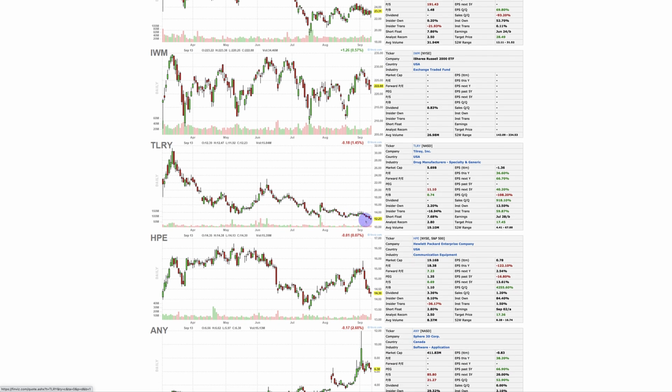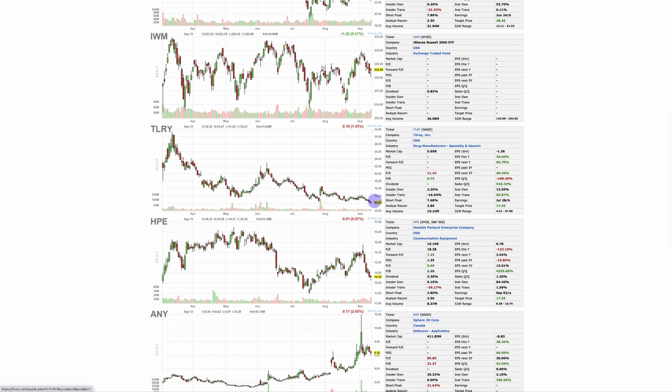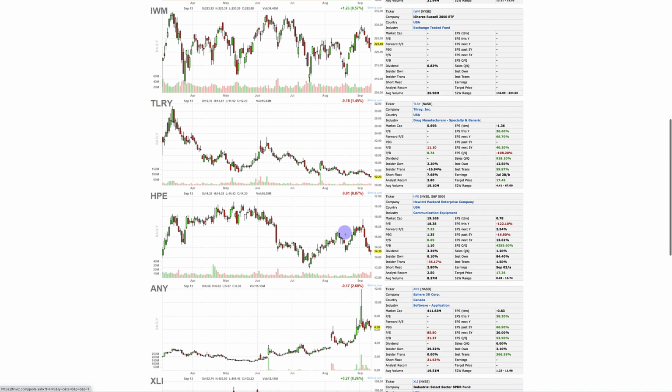Tilray, TLRY, a little hammer candle at a prior area of support. It's kind of at a low. It's not that big of a hammer candle, more a long lower shadow candle right there, but something to maybe watch. You could technically watch a trend line drawing from here down to here. And if we start cracking above that $14 range, that could be good.